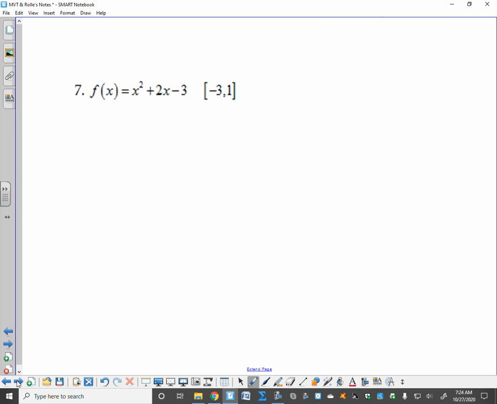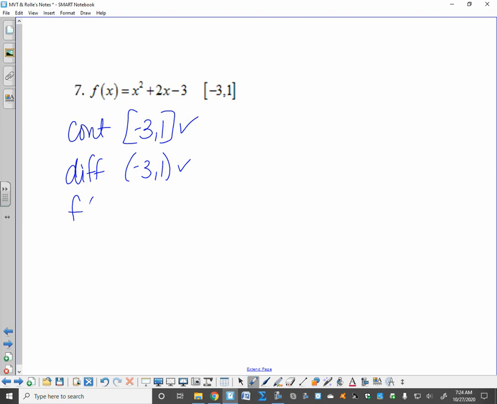All right, home stretch. Okay, this one's super straightforward. So you pause it, you do it. He's quadratic, so he's super friendly. Continuous, absolutely differentiable. Heck yeah. Now I need to prove that f of negative 3 equals f of 1.